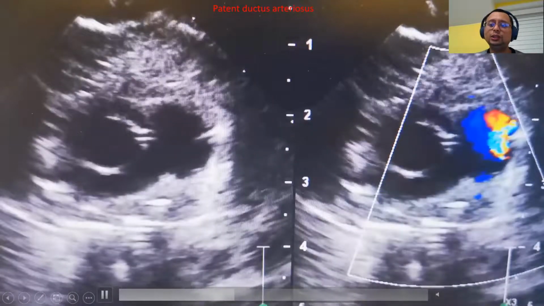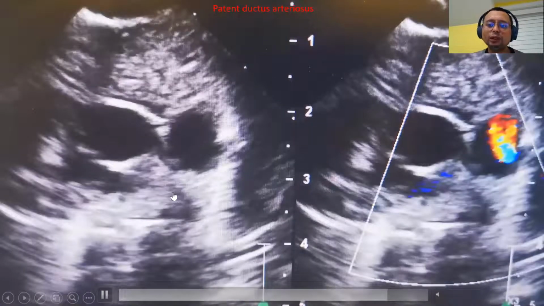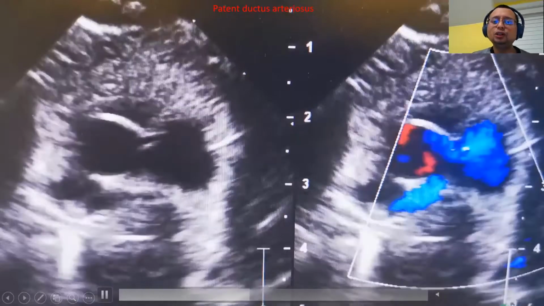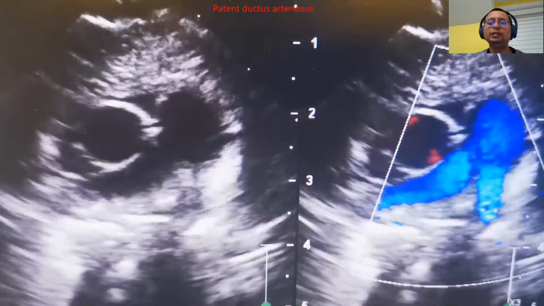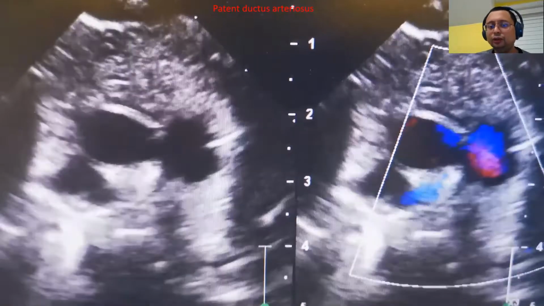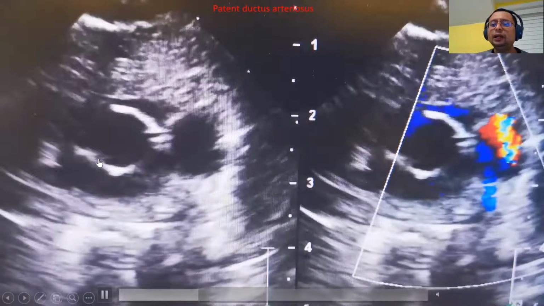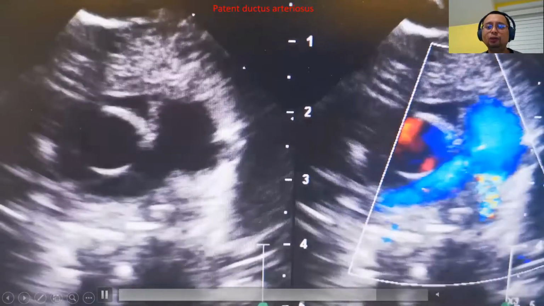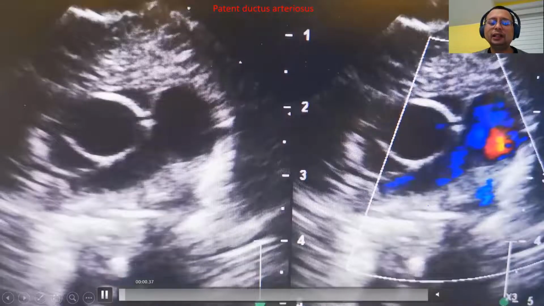So it causes a continuous murmur. And PDA is very important. Oftentimes, it is the only source of pulmonary circulation in patients with congenital heart disease. Therefore, in a patient that is born with congenital heart disease, a lot of the time they will be given prostaglandin to maintain the patency of this patent ductus arteriosus.